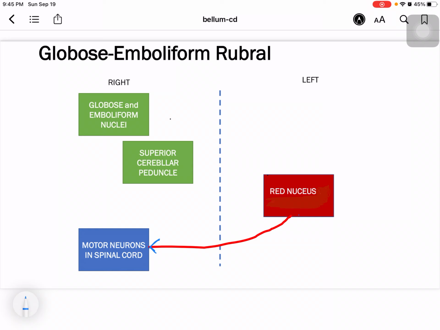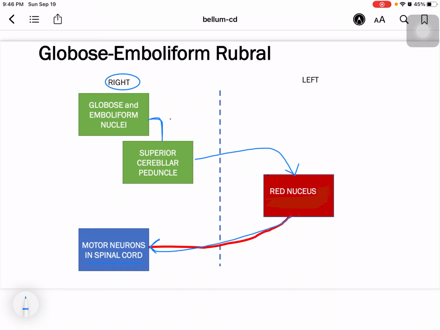So let's trace it. From the right globose and emboliform nuclei of the cerebellum, the efferent outputs would go to the superior cerebellar peduncle. From the superior cerebellar peduncle, it would cross contralaterally towards the red nucleus of the midbrain. Then, when it reaches the red nucleus, the efferent outputs would go to the contralateral motor neurons in the spinal cord. So it crosses back. Your motor neurons would be the ones that innervate your muscles.